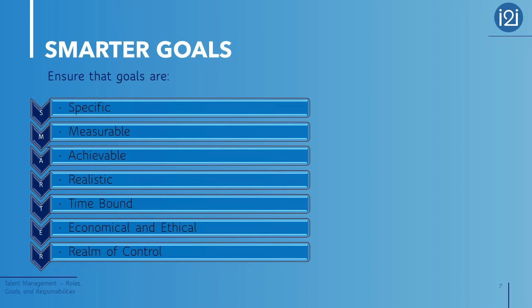T, time-bound. Vague requirements such as soon as possible will not get the task accomplished. Unless you assign a deadline, it is too easy to put the task on the back burner. T could also stand for timely, time-bound, tractable, and tangible.